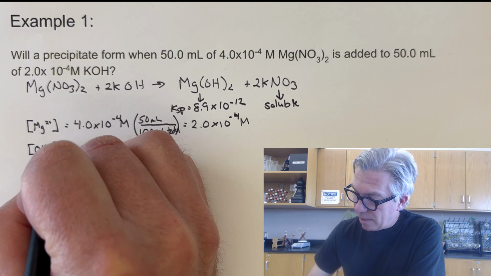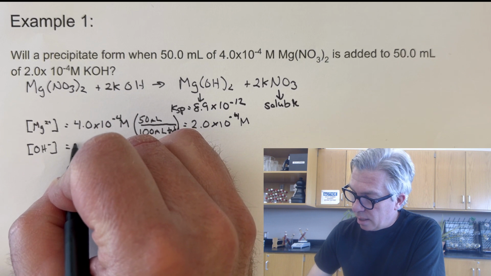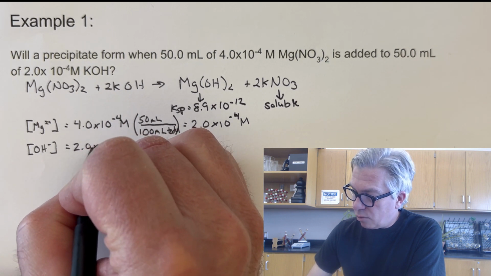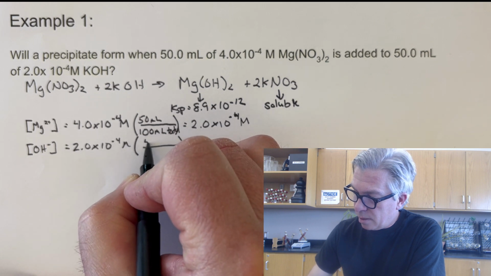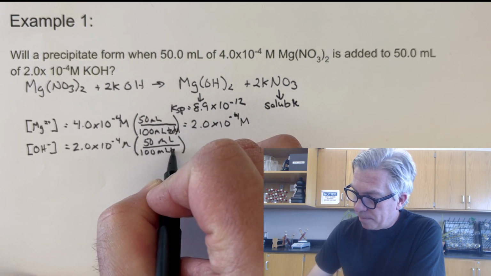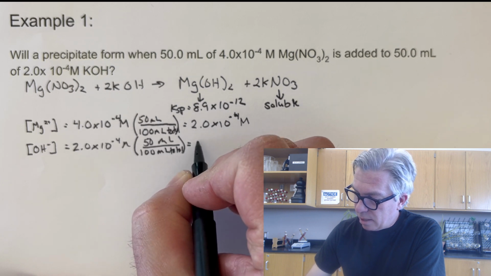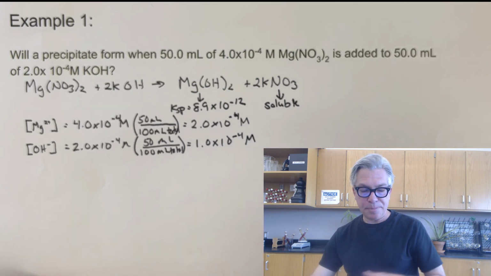Again, I'm leaving the spectator ions out, potassium and nitrate. They're not going to do anything. And it's 2 times 10 to the minus fourth moles per liter. And this gets diluted down also to the same extent total. And that's going to make it 1 times 10 to the minus fourth moles per liter.